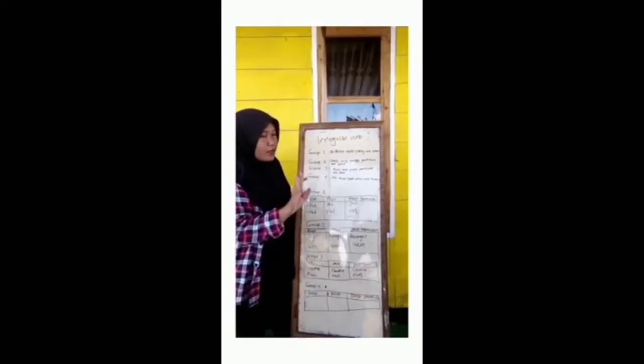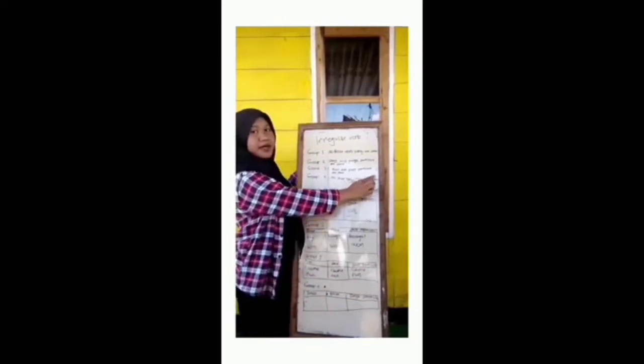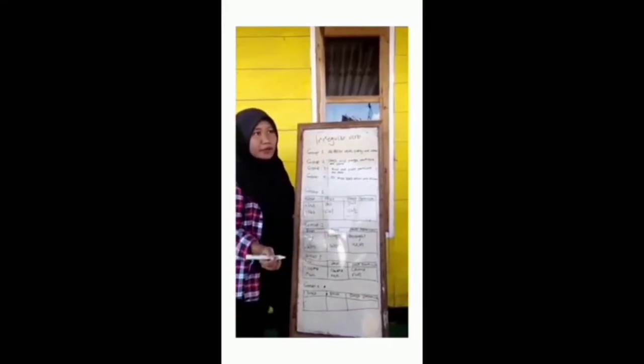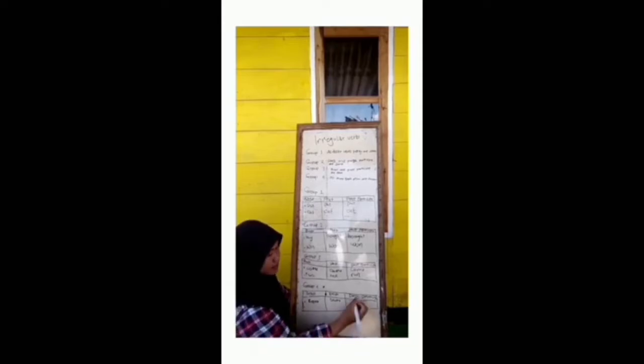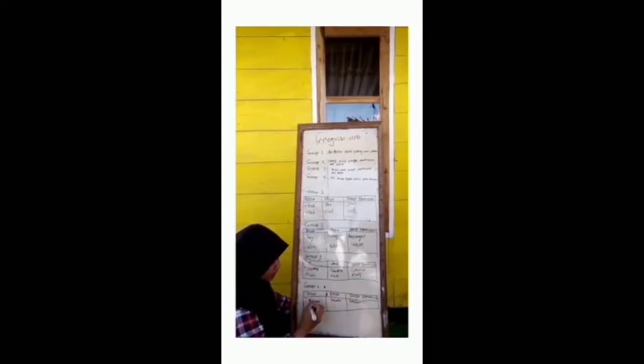The last one is group 4. All three verb forms are different. Example, break becomes broke for past form and broken for past participle. Another example, drink becomes drank for past form, and for past participle becomes drunk.